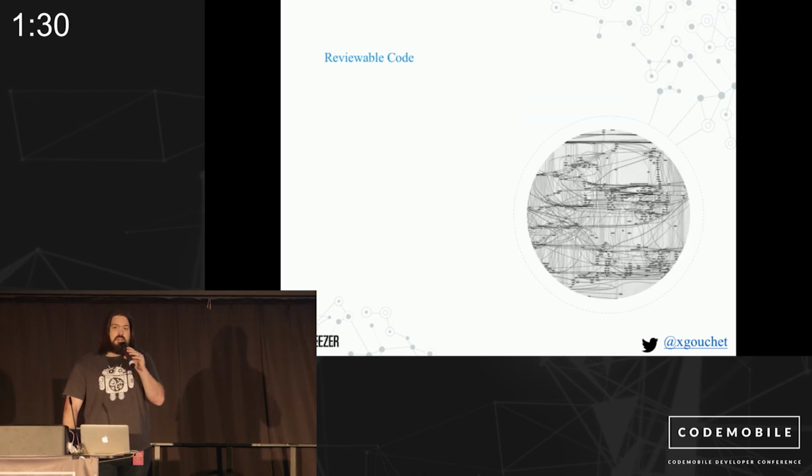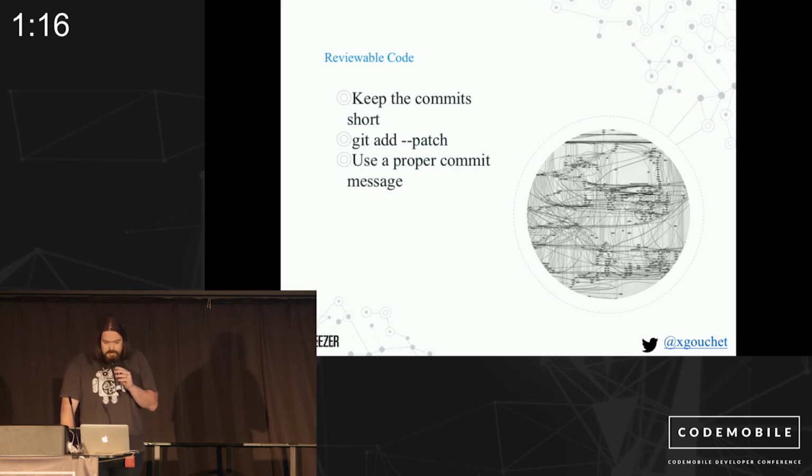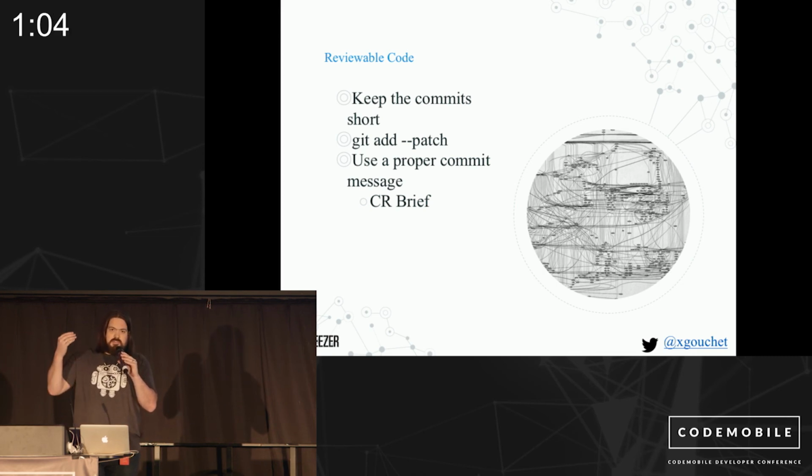So first of all, let's talk about how to make your code reviewable, and I gotta speed this up. So basically, keep the commits short, use git add --patch, which is a very nice tool. If you don't know it, go look it up or ask me. Use a proper commit message because a proper commit message is like the introduction to your code review. Also, a nice thing to do is to add a CR brief. When you have a large commit, add a short paragraph about how to do the code review and what files to look at specifically.